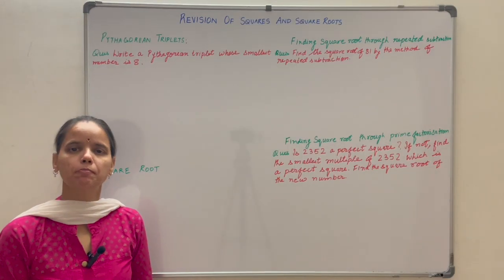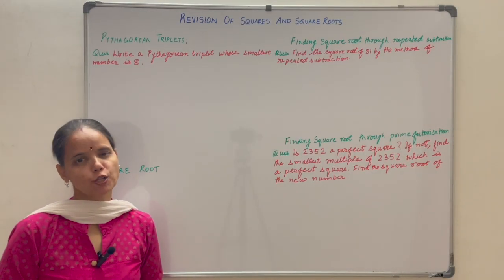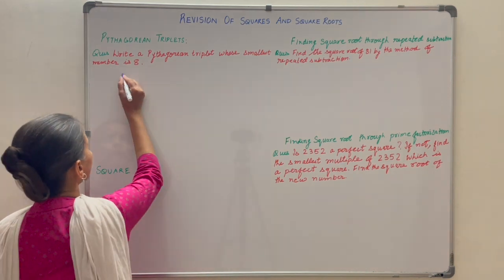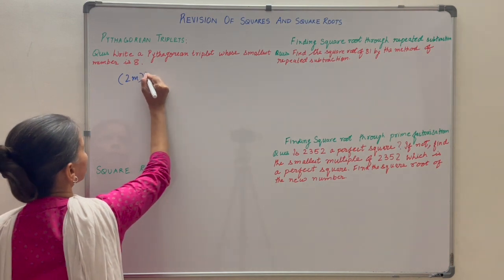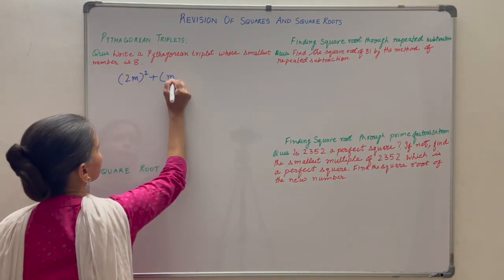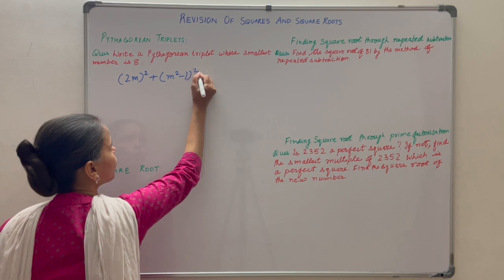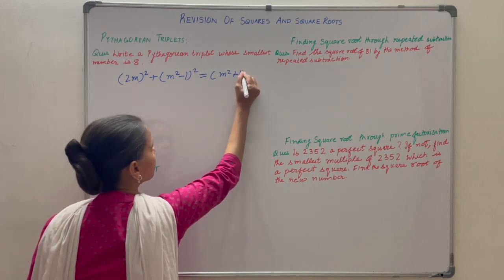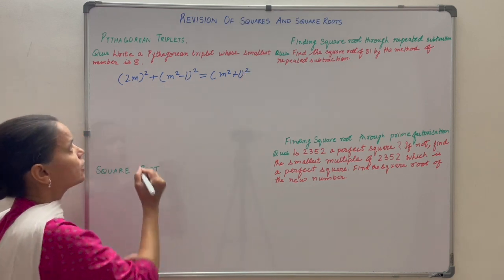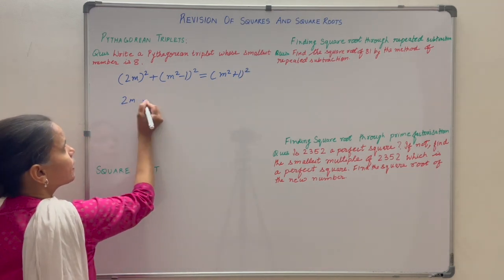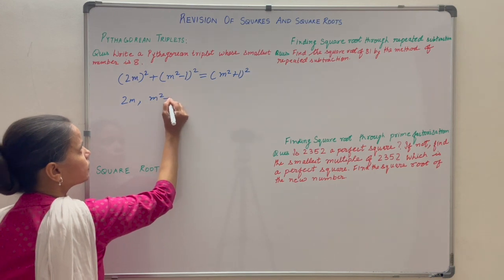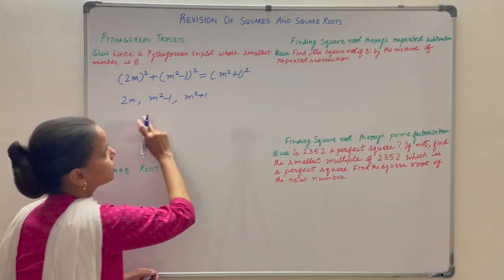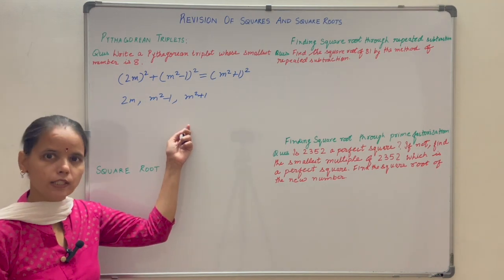Let us now discuss Pythagorean triplet. For any natural number m greater than 1, we have (2m) whole square plus (m square minus 1) whole square is equal to (m square plus 1) whole square. Then we say 2m, m square minus 1 and m square plus 1, these three form a Pythagorean triplet.